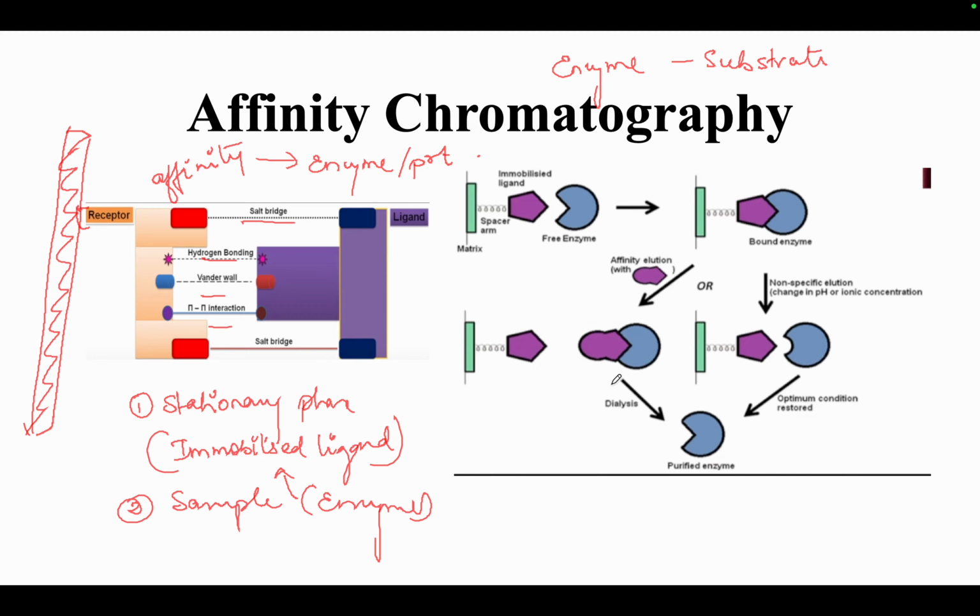The elution is very simple. Either you can change the ionic concentration so that these interactions will become weak and there will be separation, or you can change the pH of the elution buffer. So elution is also very simple. You can change the ionic concentration or pH, and then you can collect the purified enzyme.